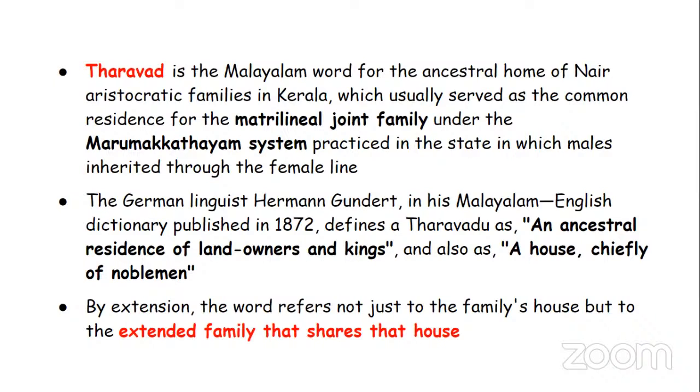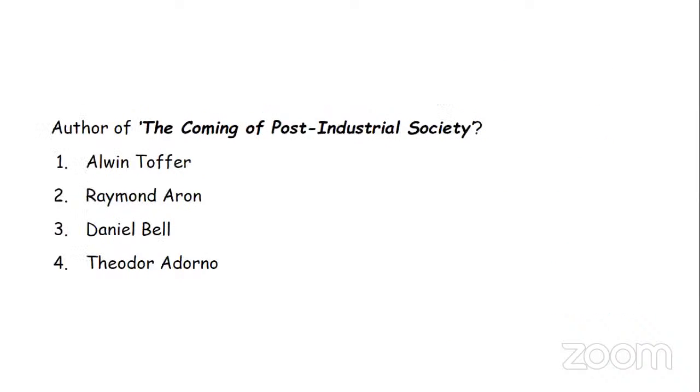Then the German linguist Hermann Gundert in his Malayalam English dictionary published in 1872 defines a Taravada as an ancestral residence of landowners and kings, and also as a house chiefly of noblemen. But by extension, the word refers not just to the family's house, but to the extended family that shares that house. So Taravad also means the extended family that shares that house. Okay, so that is Taravad. Now to our next question.